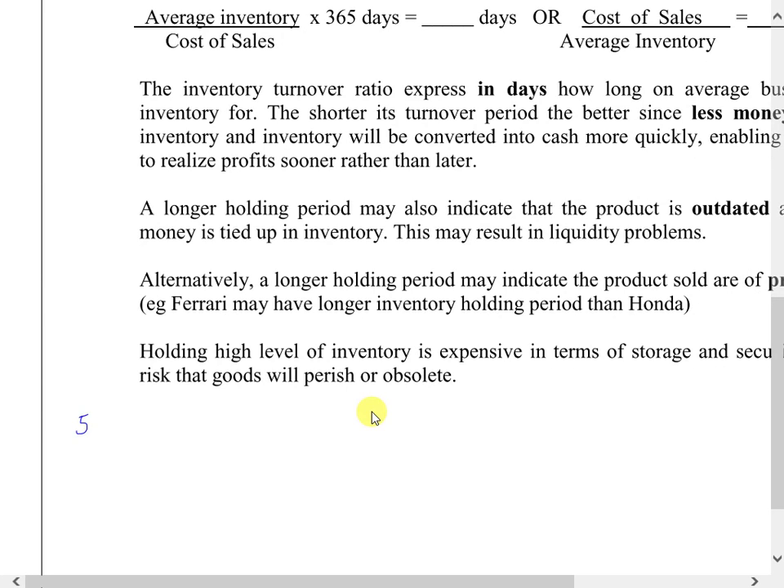If your wallet at the beginning of the week had 500, at the end of the week you are left with 300. So what's your average? 400, because opening plus closing divided by 2 is the average.